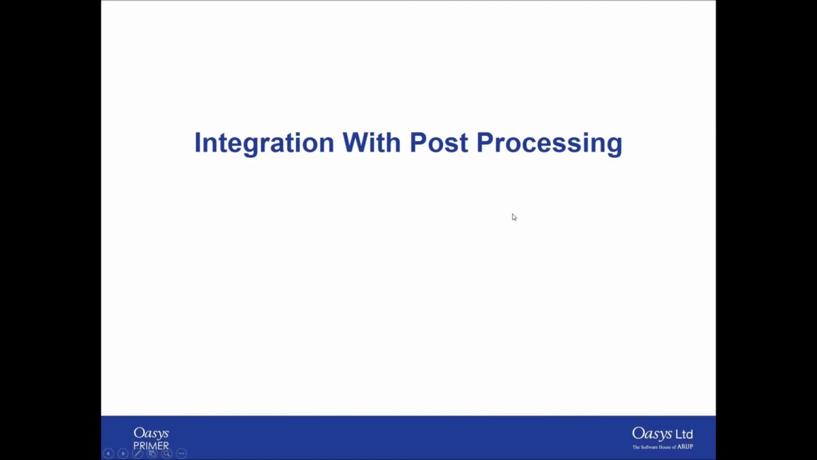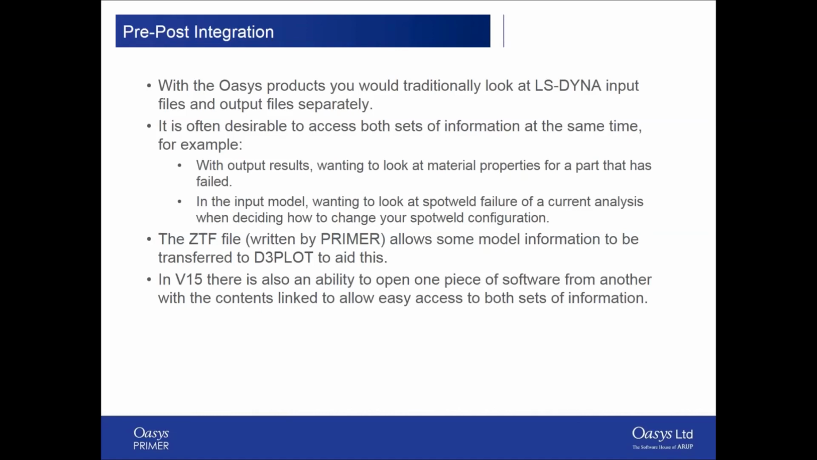So I'm just going to finish now by talking about integration with post-processing. With the Oasys tools, you would traditionally look at LS-DYNA input files and output files separately. But it's often desirable to access both sets of information at the same time. So for example, with output results, wanting to look at material properties of a part that has failed. Or in the input model, you might want to look at spot weld failure or current analysis when deciding how to change your spot weld configuration.